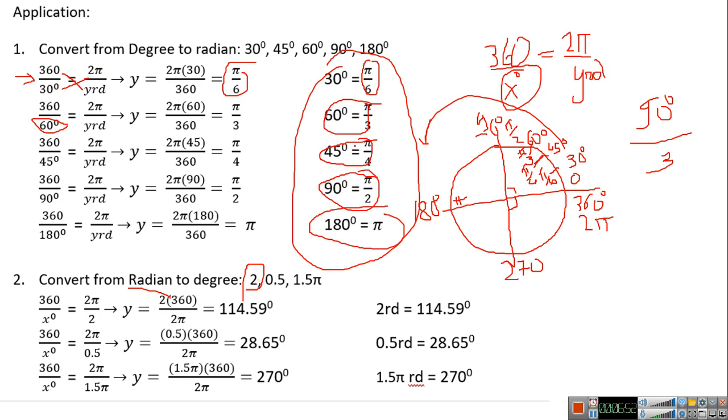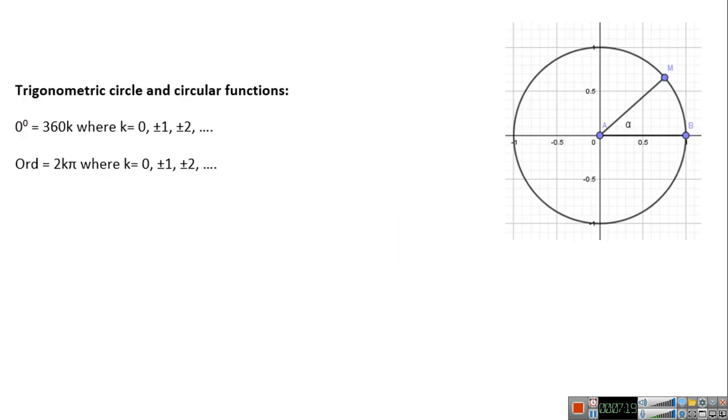So here you replace this y by 2. If you cross multiply, you're going to get x when you divide by 2 pi, 3.14. So you're going to get 114.59. If you want to use, for example, 0.5, this is radian because I don't have degree, as I said. So you have these measures, okay? As you can see, we have two different measures: the degree and the radian.